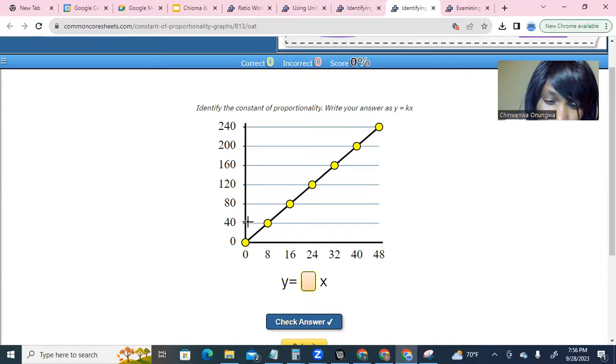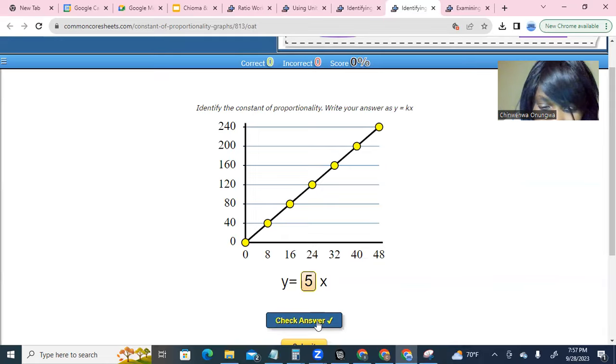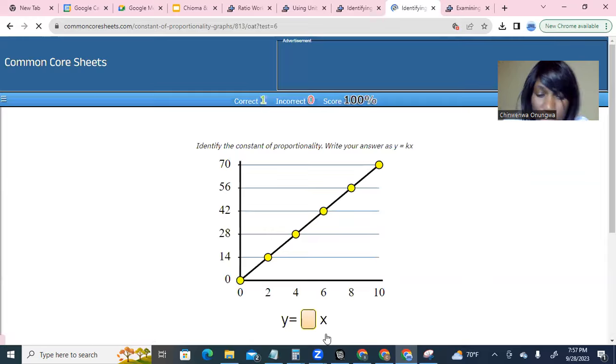So what we'll do is say 40 divided by 8, that gives me 5. 80 divided by 16, that gives me 5 again. When we're at 24, we're at 120. 120 divided by 24 gives me 5 again. And 160 divided by 32 will also give me 5. So I'll just go ahead and write y equals 5x. And that's with graphs. It's the same thing as with a table, except you're just looking at a graph.